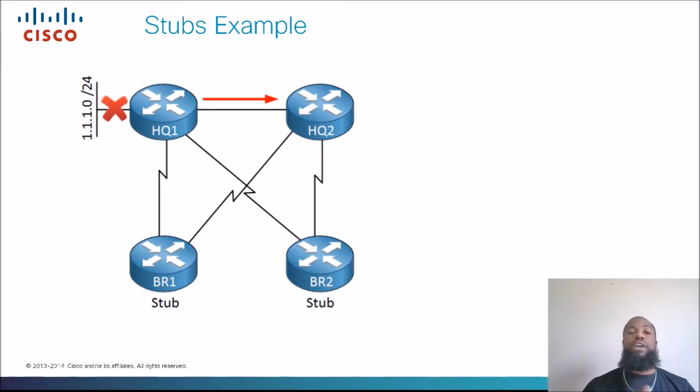He's not going to ask branch router 1 and branch router 2 how to get to the 1110 network because we've declared them a stub. So it's kind of like he knows they're there, but he's not going to ask them for routes. He will only ask headquarters 2. That's essentially what a stub is. That's what it does. Here's how you do it.